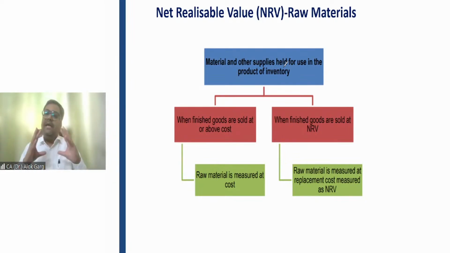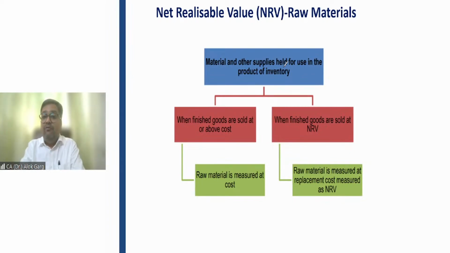Work in progress has to be measured at cost or NRV, whichever is lower. Raw material has to be measured at cost. If the finished goods are sold at or above cost, raw material is measured at cost. If finished goods are sold below cost, then raw material is also required to be recognized at NRV, right?